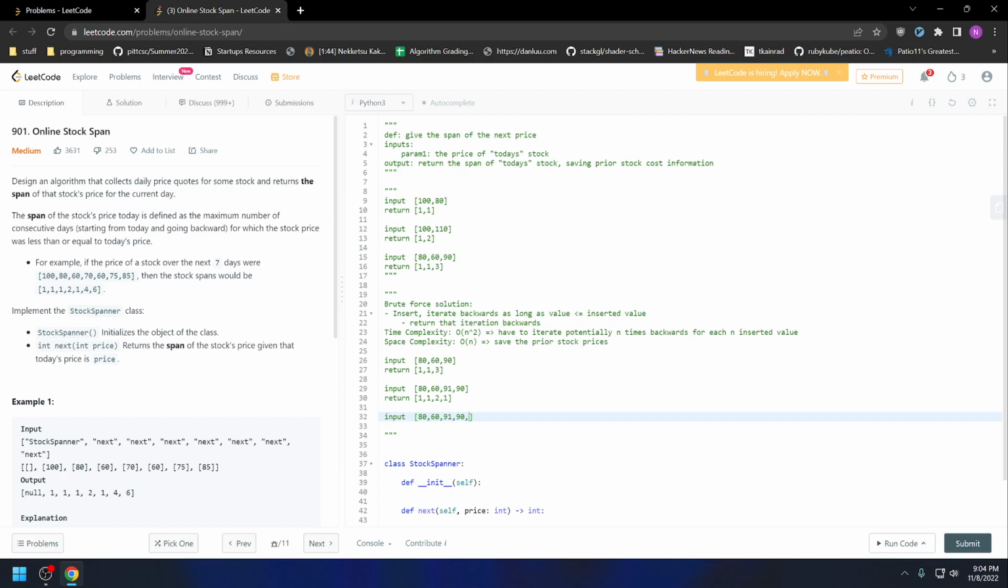Okay, let's say I insert a number here. If it's greater than 91, 91's the largest number in these inputs here, then I know that the span at least extends to 91. And now at least extends to 90.